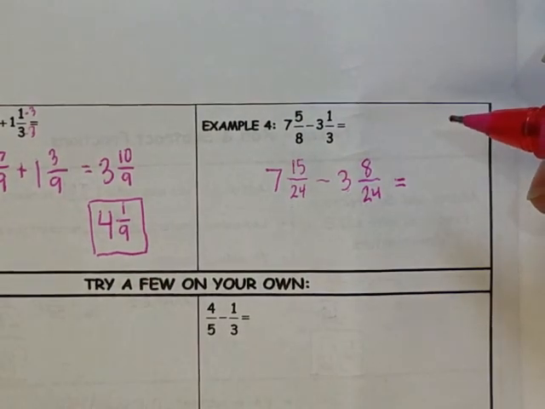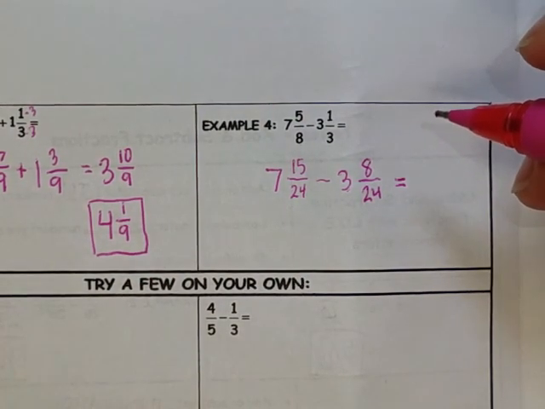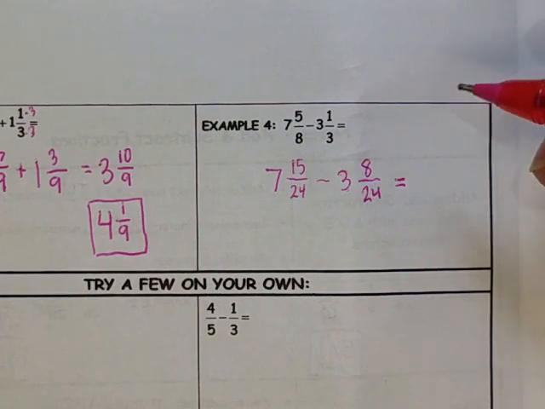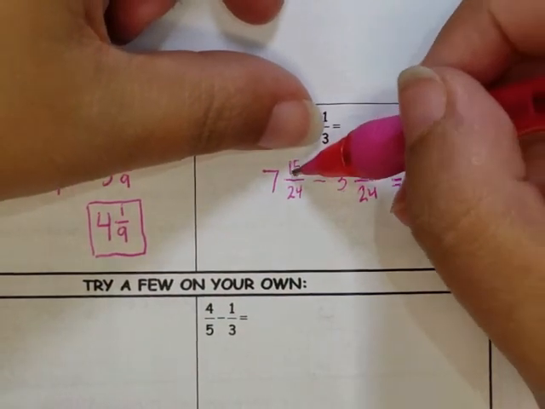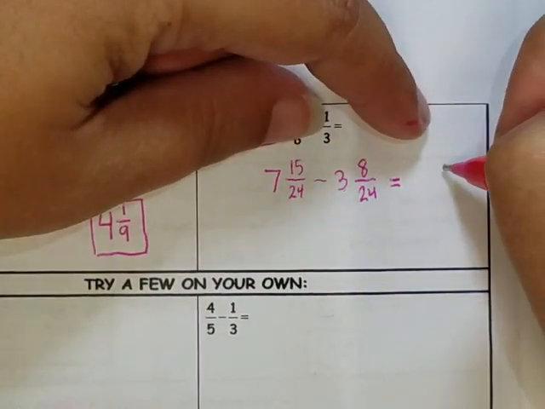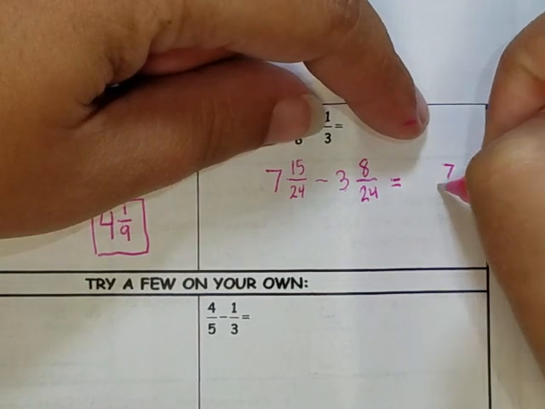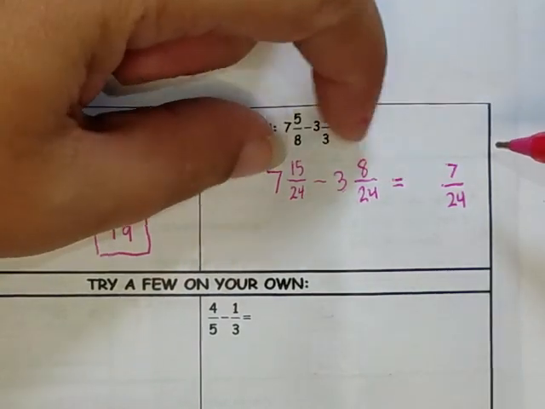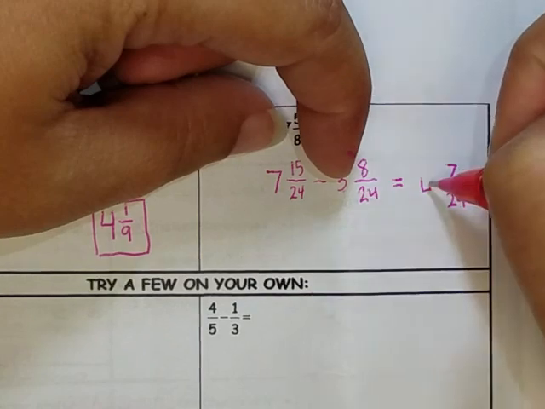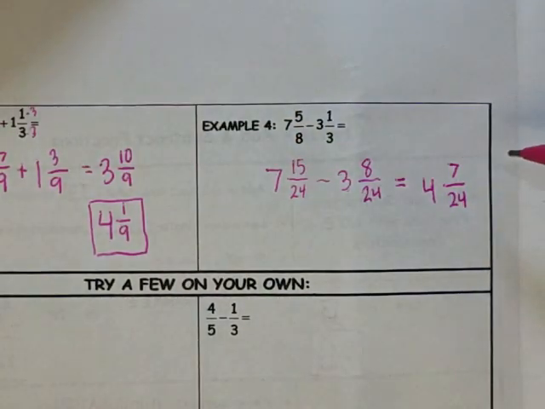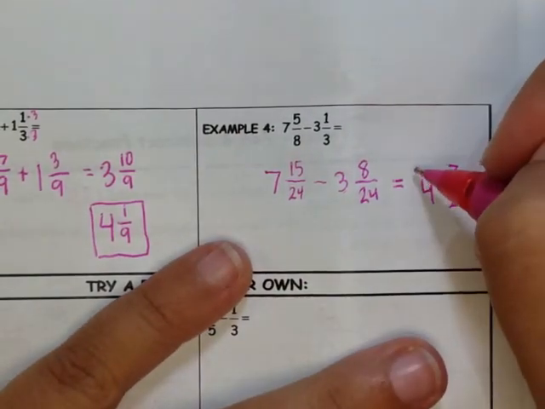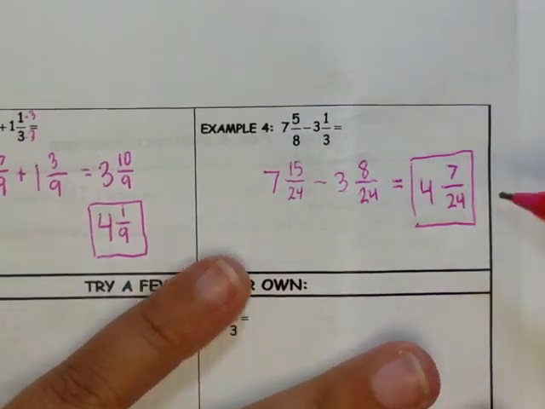Here, I would subtract the fractions first. And then if you need to borrow, we'll borrow. In this case, we're not going to. 15 take away 8 gives me 7 out of 24, and 7 take away 3 gives me 4. Can I reduce 7 out of 24? I can't, so then this will just be our final simplified answer.